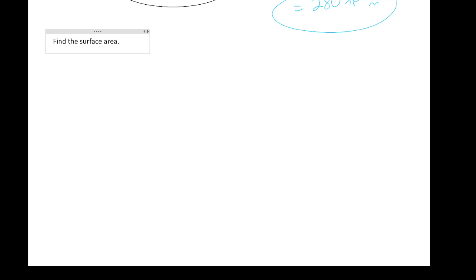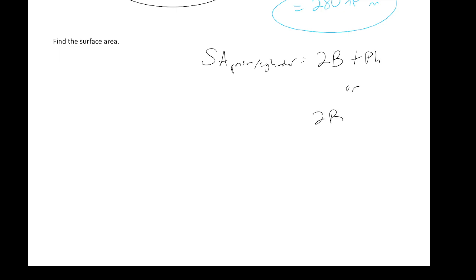The surface area of a prism or cylinder, and we're going to do this in class a bit because this will be included in your next test, is capital 2B plus PH, or capital 2B plus CH. P and C are effectively the same thing, right?